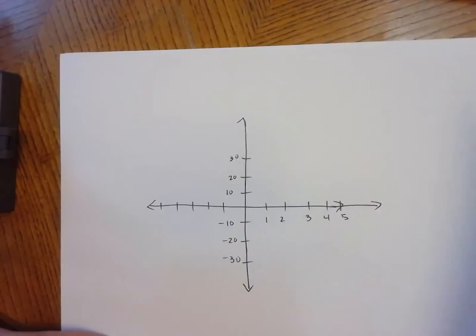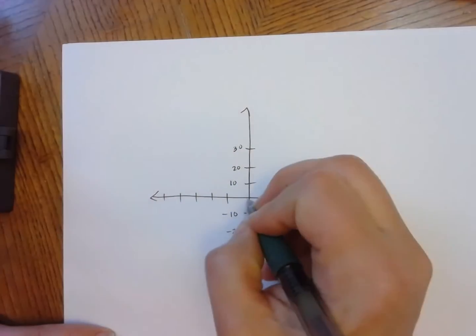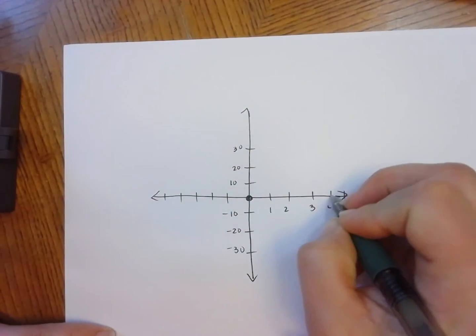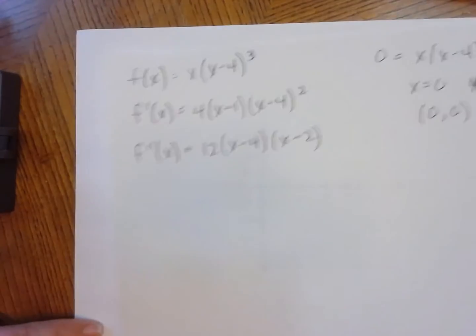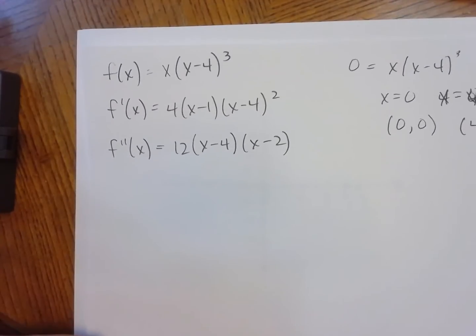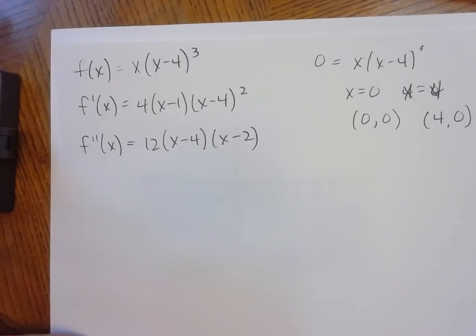So I have a graph here started. We have the origin here, and we have this point over here at (4, 0). So those are our intercepts. I don't need to look for a y-intercept because (0, 0) is both, and if this is a function, it only has one y-intercept.